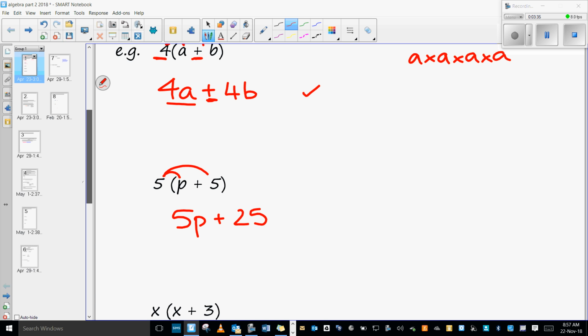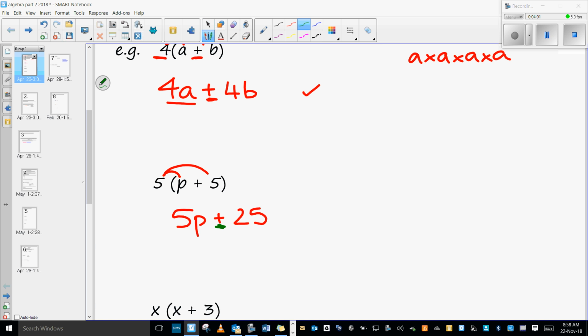Wait, how did you get 2? No, this isn't a 2, sweetheart. This says 25, 5 times 5. What's 5 multiplied by 5? 25. Okay, so this plus sign is just separating these two terms.